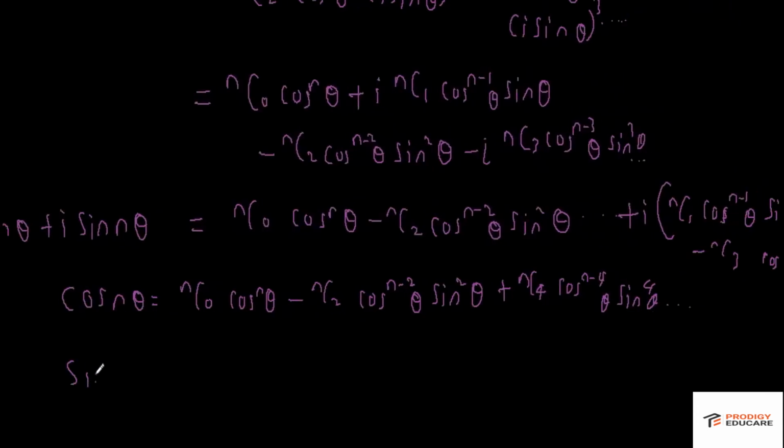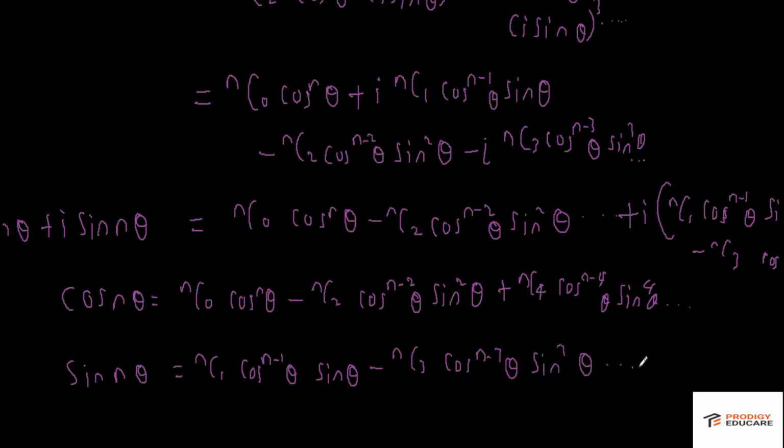And then we have sin n theta. Sin n theta is given by nC1 cos^(n-1) theta sin theta, the first term, which I'm writing here. Then I have minus nC3 cos^(n-3) theta sin^3 theta, and so on. So this is the general formula that we got for cos n theta and sin n theta.